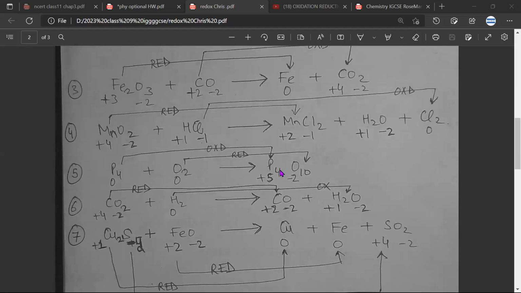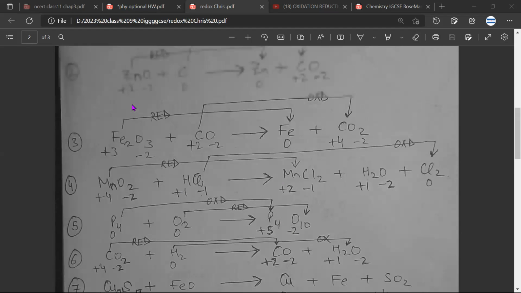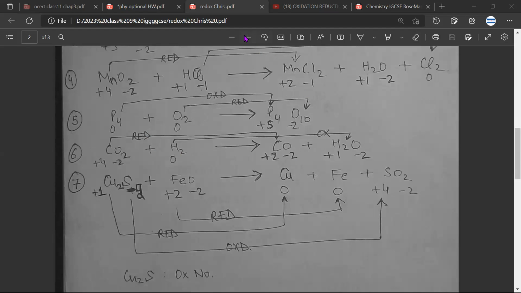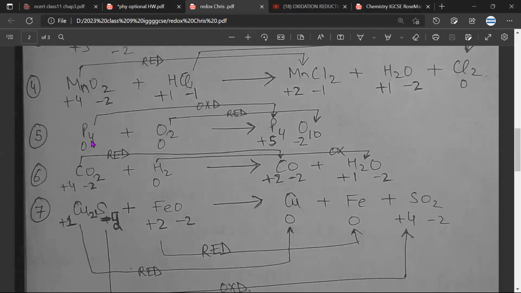See, these two are okay examples, but if you look closely at this example, P4 plus O2, one thing that we were discussing in oxidation number: here phosphorus P4 is in its elemental state. This is how it is formed in nature. That is why an oxidation number of 0 is given here. Oxygen is also how it is formed in nature. That is why 0 is there.